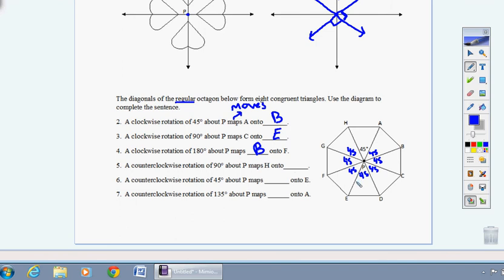Number 5 says now we're going counterclockwise. A counterclockwise rotation of 90 degrees about P maps H onto what point? So now we're starting at point H. We're not going clockwise anymore, we're going counterclockwise. If I rotate H 90 degrees, again that's two 45-degree rotations, I'm going to end up, 1, 2, on point F.